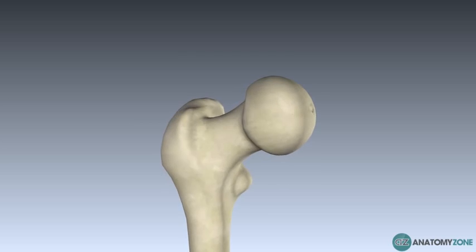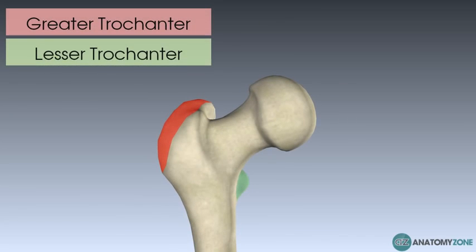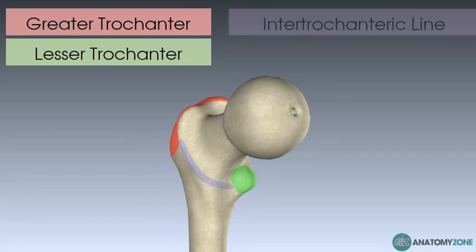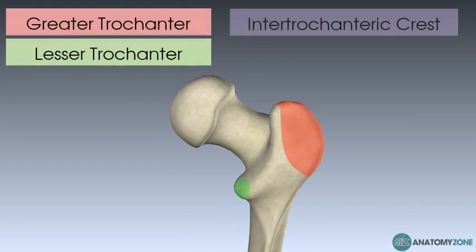The next thing to notice are these two bumps here, which are the greater and lesser trochanter. Between these two, you have effectively two lines. On the front, it's called the intertrochanteric line, and on the back, confusingly, it's called the intertrochanteric crest, because it looks more like a crest than a line.